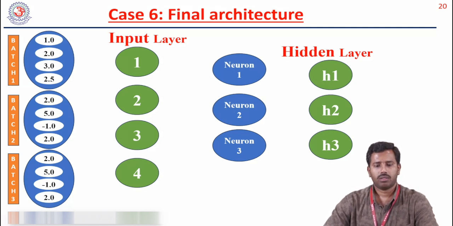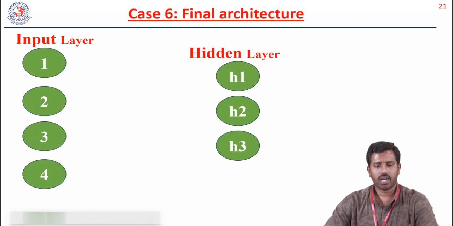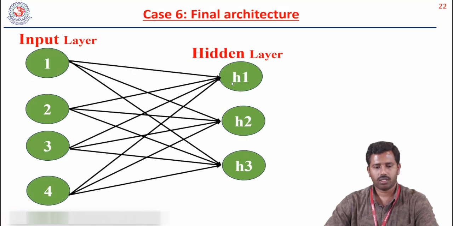If you observe here, this blue color and the batch representation are hidden by your numpy. The final architecture will contain only the number of neurons in the input layer and the number of neurons in the hidden layer. If you connect every neuron from the input layer to every neuron in the next layer, nothing but the hidden layer, this also looks like a fully connected layer. So this is the final architecture, in a simplified way, to represent an artificial neural network for this case number 6, which contains batches of data from the input layer and how to process it through the hidden layer.